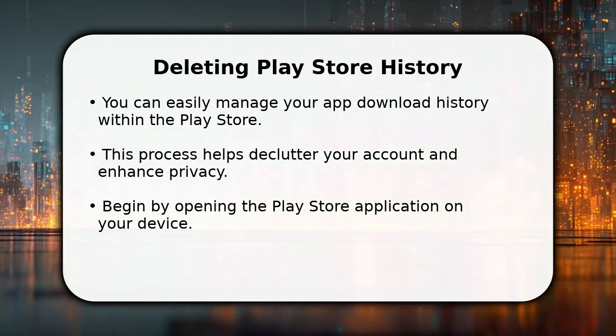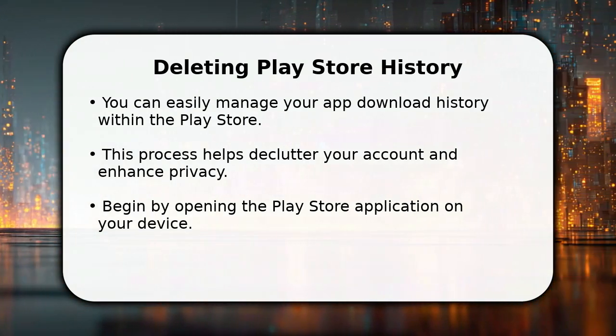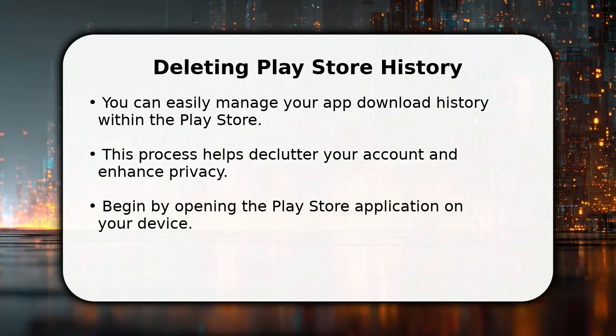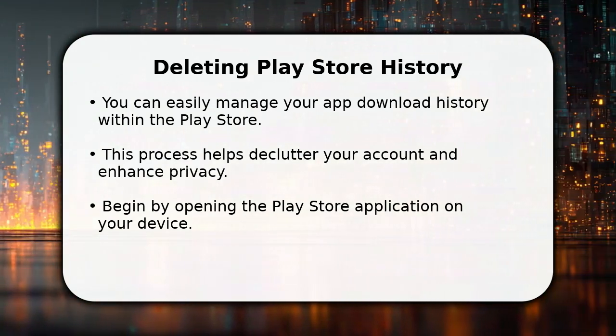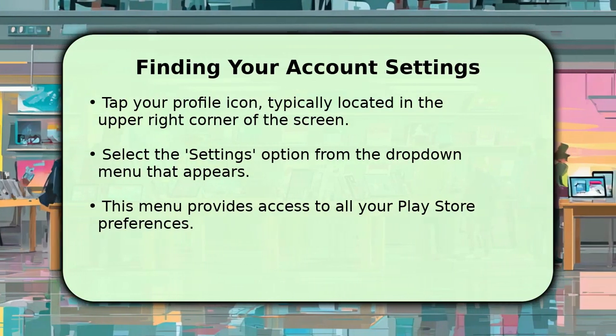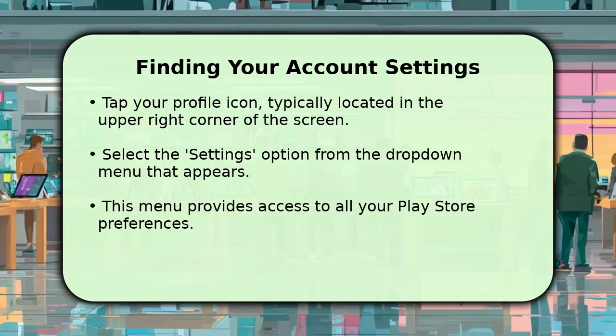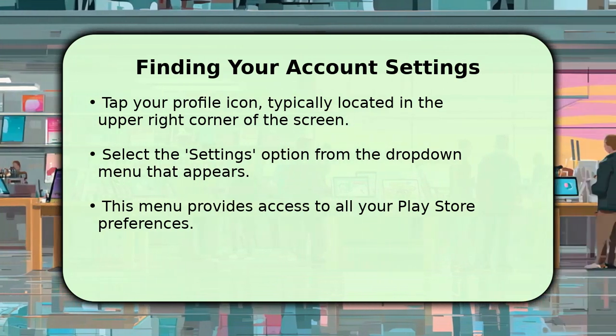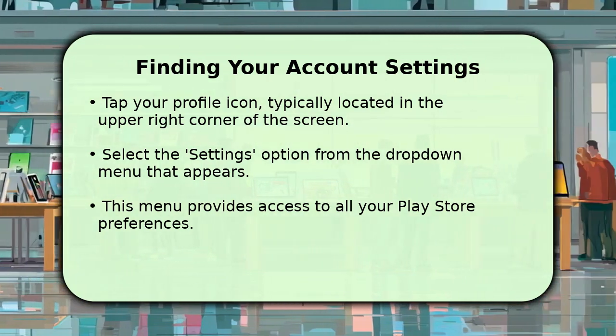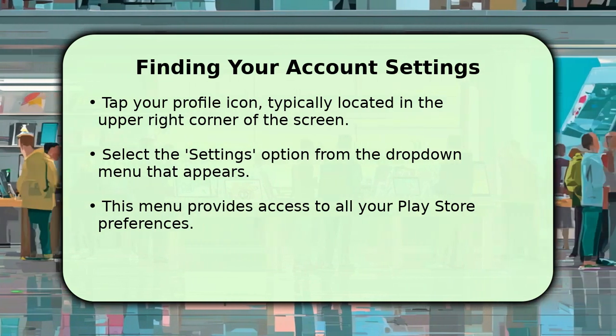To begin, simply launch the Google Play Store application, typically found on your device's home screen or app drawer. Once the Play Store is open, locate your profile icon in the upper right corner of the display. This small circular image represents your account. Tap on it, and a drop-down menu will appear with several options.